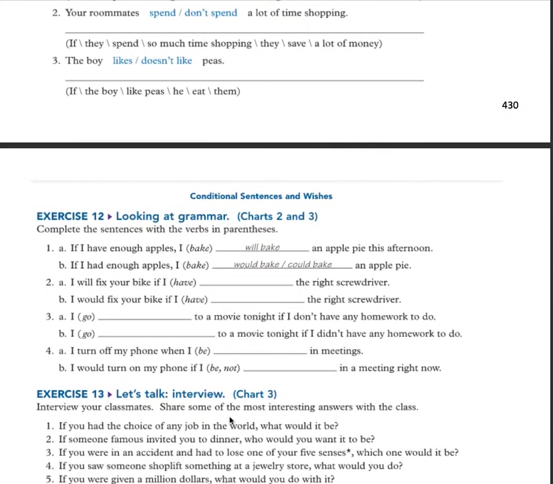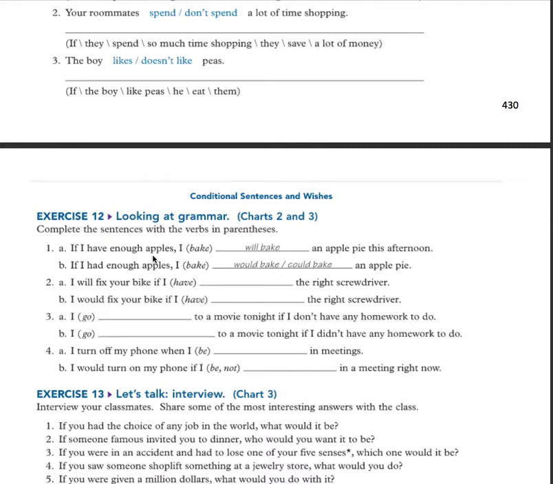Now look at exercise 12. Complete the sentences with the verbs in parentheses. Okay? Here, the verbs in parentheses, you have to determine by looking at the if clause. The if clauses are over here. If they will be in the simple present, will in the simple form, or simple past, and would in the simple form, or could in the simple form of the verb. Okay? So we look at number 1a.